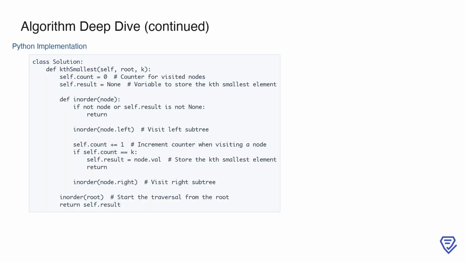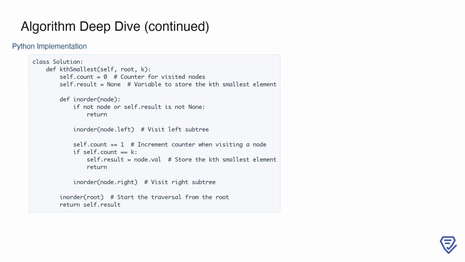Here is the Python implementation of the algorithm. We define a class Solution with a method kth_smallest that takes the root of the BST and the value k as inputs. Inside this method, we initialize two variables, self.count to keep track of the number of nodes visited so far, and self.result to store the kth smallest element once it's found. The core of the algorithm is the recursive inorder function. The first thing this function does is check if the current node is null or if the result has already been found. If either condition is true, it simply returns.